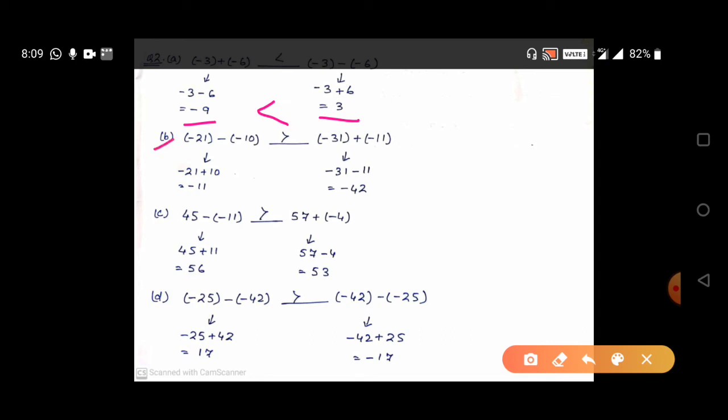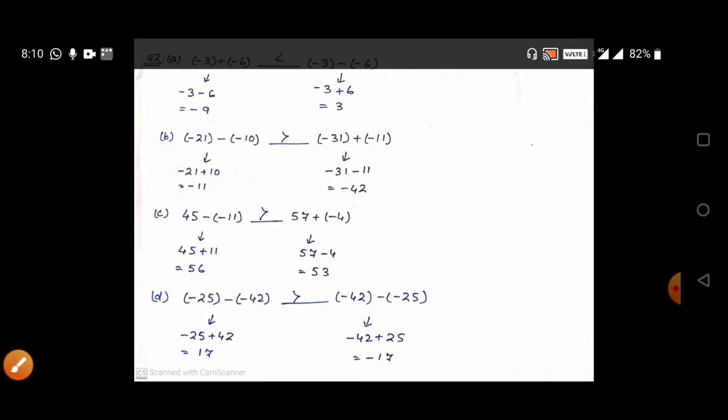Question number B, here it is given within bracket minus 21 minus within bracket minus 10. So from here we will get minus 21 and minus into minus plus, so plus 10. From here we will get minus 11. And on this side we have within bracket minus 31 plus within bracket minus 11. So from here we will get minus 31 and minus 11, so it will be minus 42. Now since both the integers are negative, on one side we have minus 11 and on the other side we have minus 42. So minus 42 is less than minus 11.